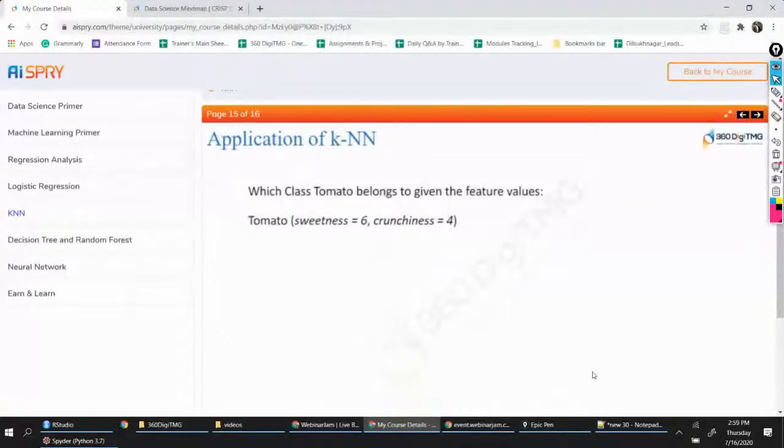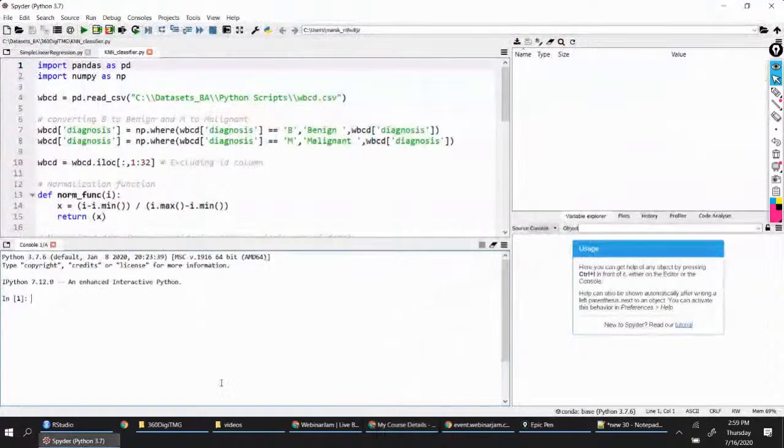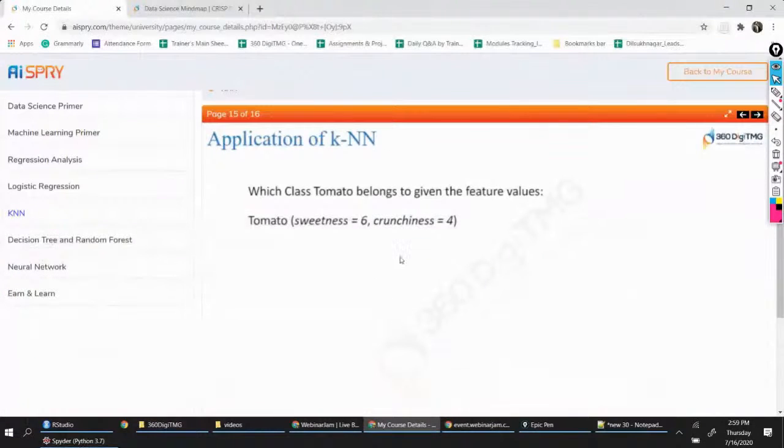Yeah, any questions in KNN? If not, then we will look into the Python code. Now, as I said, the logic is very simple. We measure the distances and we take the shortest value. Right? But let me show you the application here.